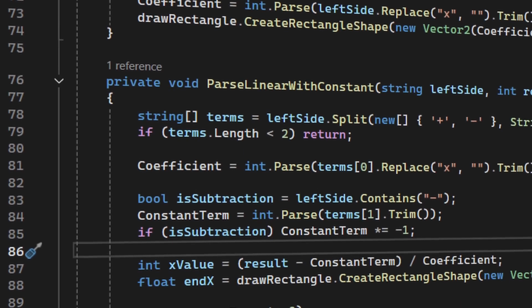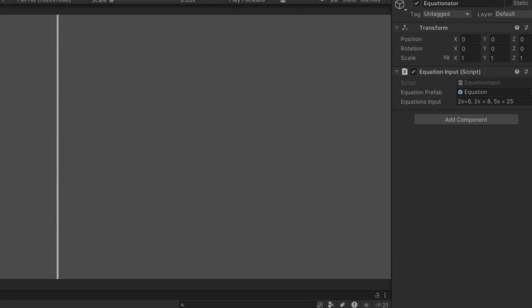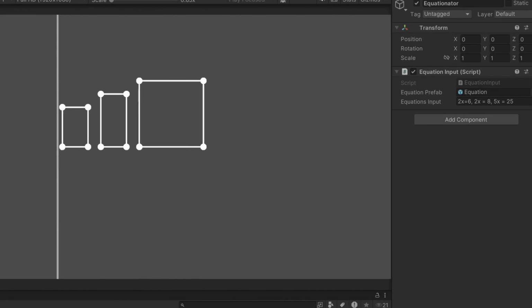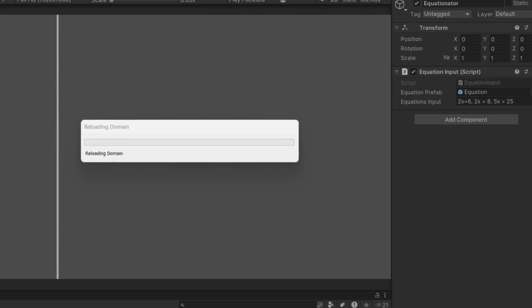Next, I made a script that can take multiple equation inputs and create a figure for each one, and this will help for making lengthier examples. That's a good start, but it's a little boring. How about we make the equations more complex?